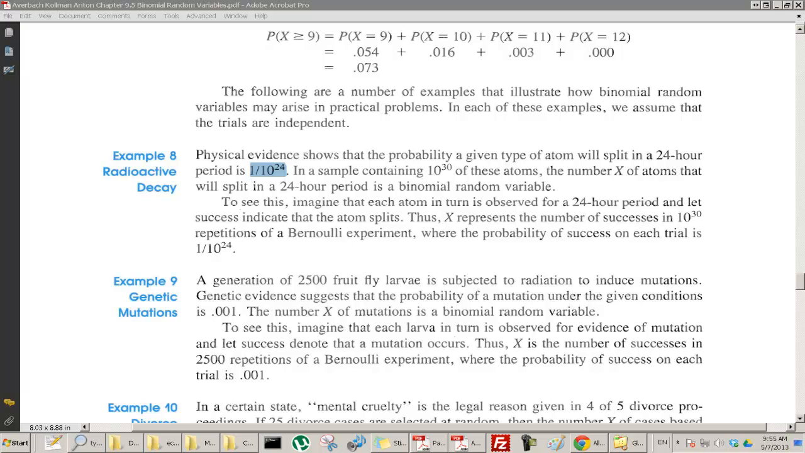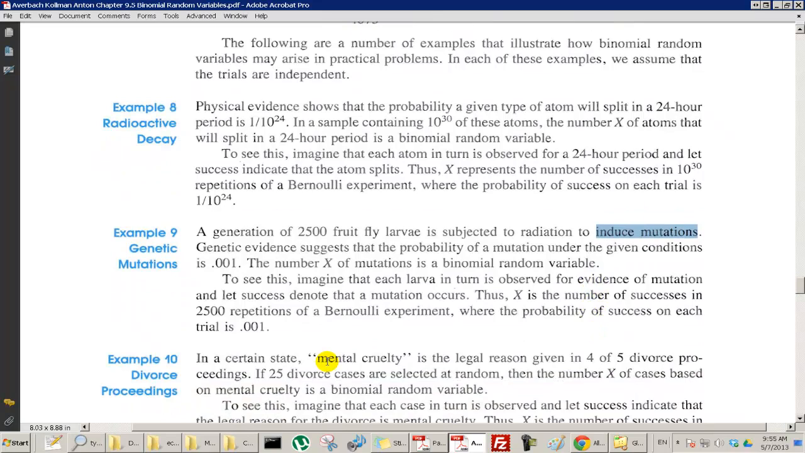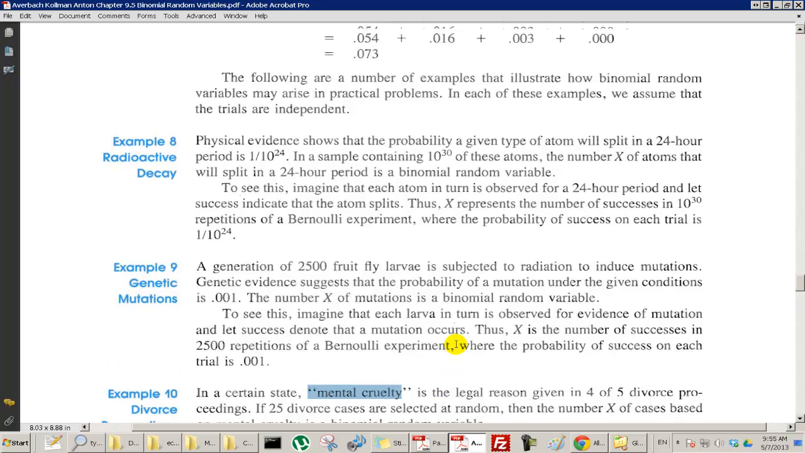Okay, so anyway, these are all similar. These are all examples of what we call binomial random variables. So let's study how to calculate the probability that such a binomial random variable will have a specific number of heads, or a specific number of splits, or a specific number of mutations, or a specific number of times when mental cruelty is cited as the reason for divorce.